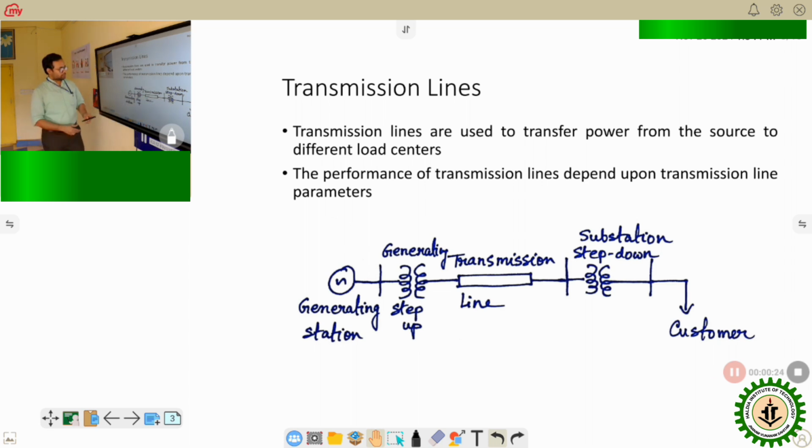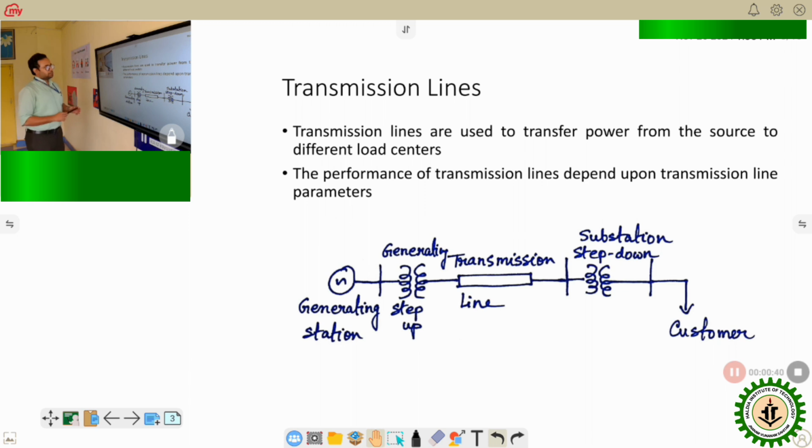is a generating station from where a step-up transformer is being used, which is called a generating transformer, to transfer power through the transmission line to a substation where the voltage is again stepped down and it is being supplied to the customer.